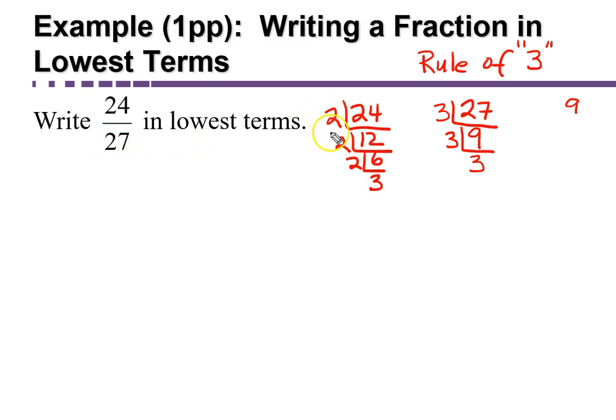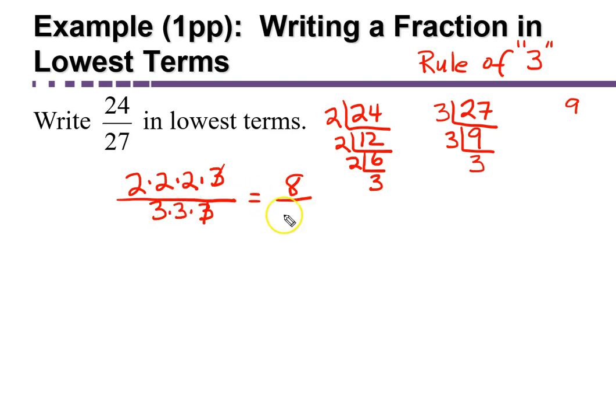So we're going to now put these along the top here. 2 times 2 times 2 times 3. That would be 24. And then here we have 3 times 3 times 3. Now, we're not going to do this generally, but I wanted to show you the process. And notice the only common factors in the numerator and the denominator are this one set here. So then this is going to end up being 8, and this is going to be a 9.